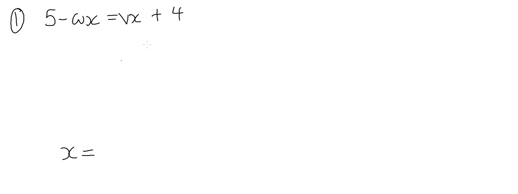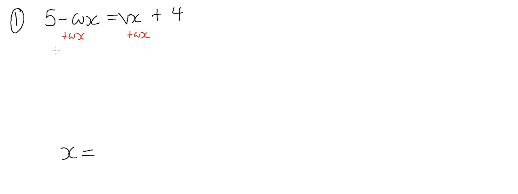So from question 1 on the homework, it gave you the example 5 minus wx equals vx plus 4. Okay, and we want to end up with x as the subject. So what do we do first? The first thing we want to do is get all of the x's onto one side. So I'm going to add wx to this side and add wx to that side.